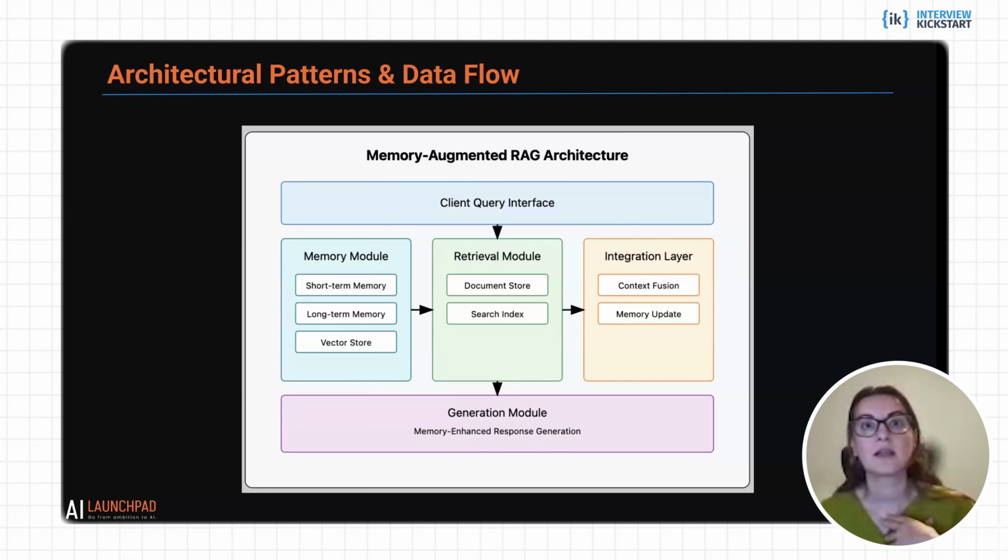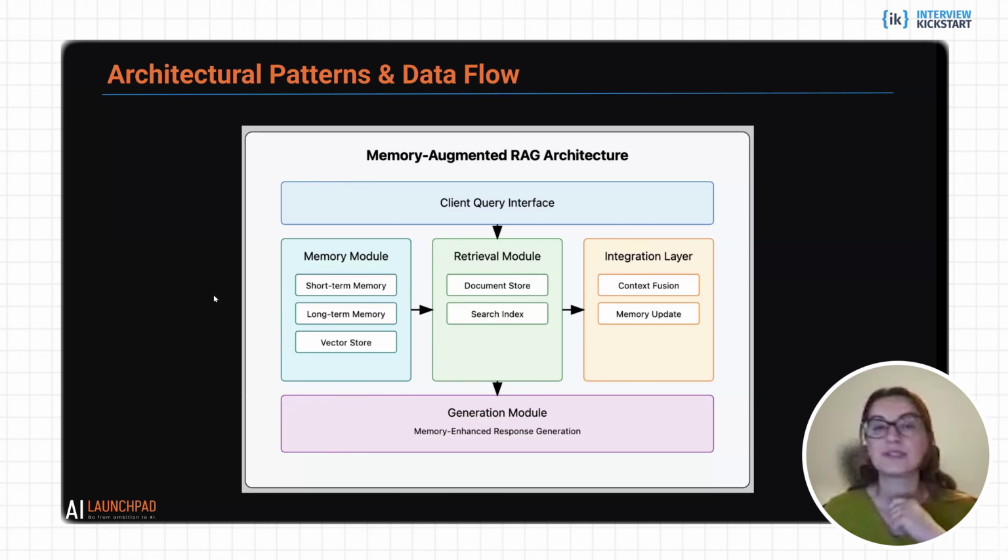And you can see the client query interface, that's the user entry point. Every question or command follows from there. And then the first major component is the memory module. On the left, you can see the short-term memory and long-term memory and your vector store, where all the memories are encoded as embeddings and have semantic search, as you learned here.